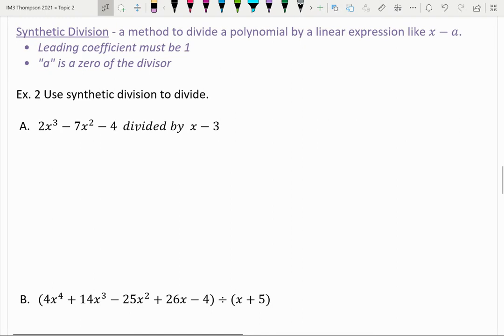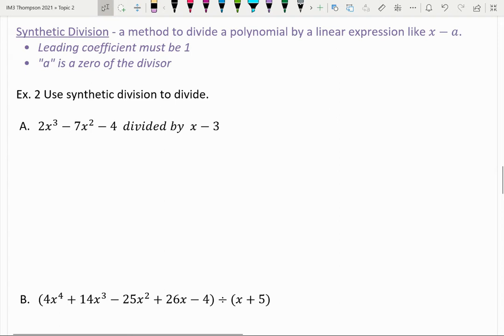Okay, so synthetic division, continuing on with our 2.4 notes. Synthetic division is just kind of an alternative method of long division. A method to divide a polynomial by a linear expression, like x minus 1. And then a couple notes about that. The leading coefficient must be 1 and a is a 0 of the divisor. So we're going to talk about that a little bit.